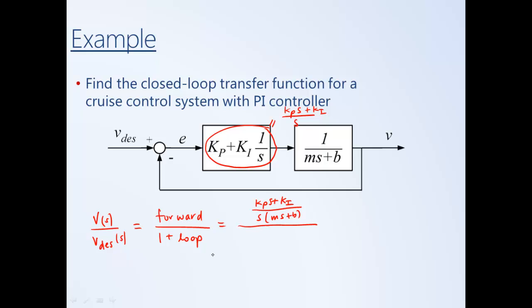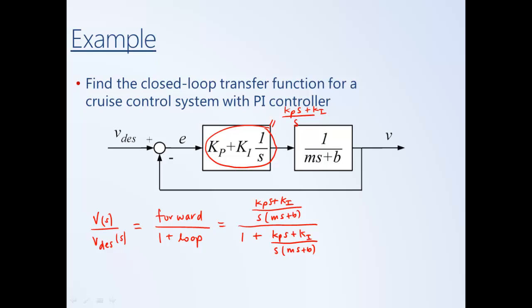And then our denominator is 1 plus loop, where in this case the loop is this, and it also only includes these two blocks. There's no dynamics in the feedback path. In essence, you could imagine that there's just a constant 1 in the feedback path. And so the loop is going to be exactly the same as the forward. So again, Kp times s plus Ki divided by s times the quantity ms plus b. So that completes our transfer function.